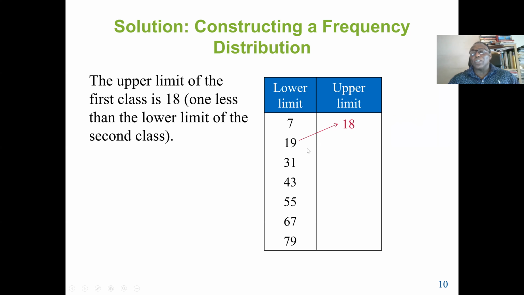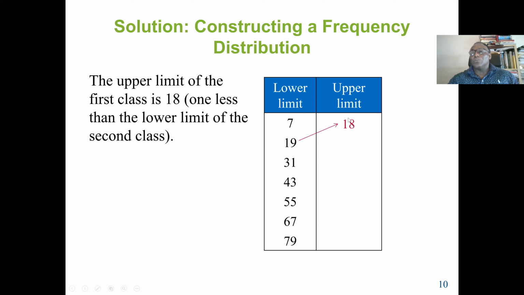There's a formula to find the class width, which is the maximum value of the data entry minus the minimum value, divided by the number of classes. That gives us something around 11.09. We round it up to 12, so we have 12. And the minimum value is 7, so we start with 7. So 7 plus 12 is 19, plus 12 is 31, and so on.